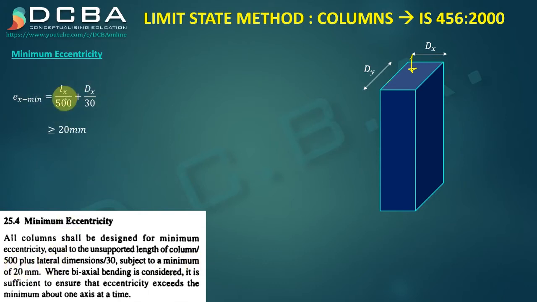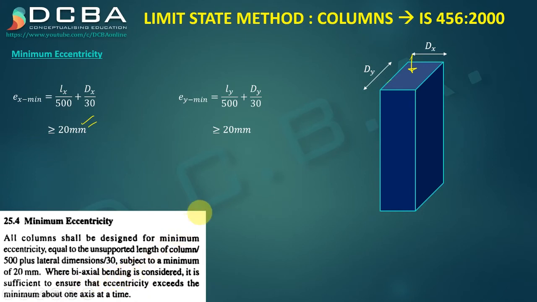So this eccentricity that we are calculating here should be greater than 20 mm. If it is not greater than 20 mm, we have to take this value. Or in y direction, Ey minimum would be Ly by 500 plus dy by 30. Again that should be greater than 20 mm. When biaxial bending is considered, it is sufficient to ensure that eccentricity exceeds the minimum about one axis at a time.